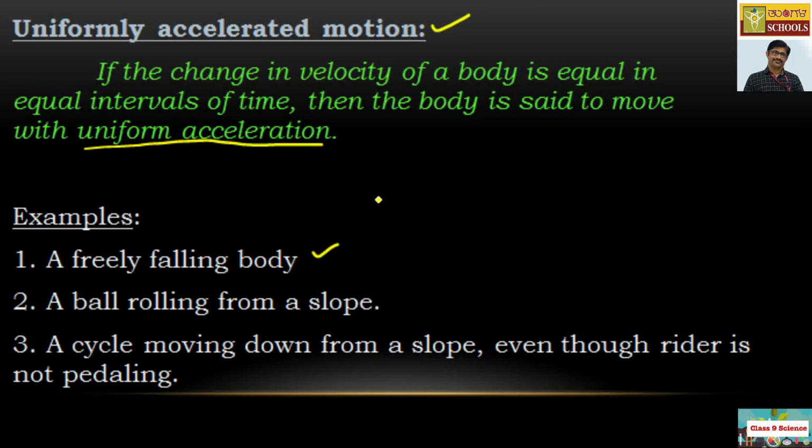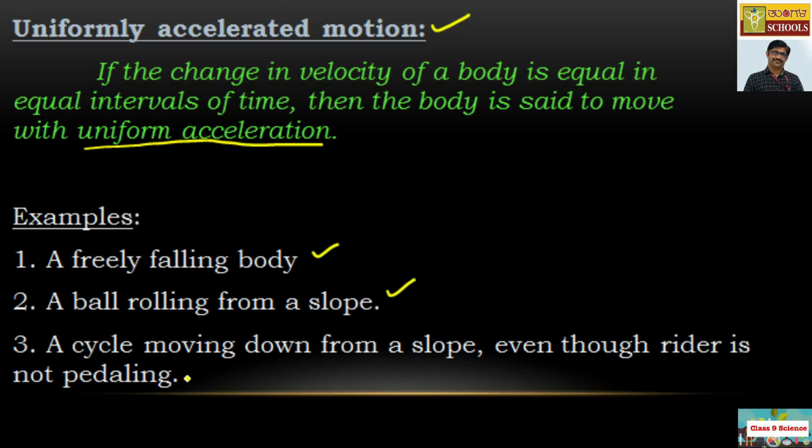A ball rolling from a slope is also an example. In both the cases, we are considering acceleration to remain constant. Acceleration remaining constant means the change in velocity remains constant in equal intervals of time. Therefore, I am considering those as uniformly accelerated motion. Okay.